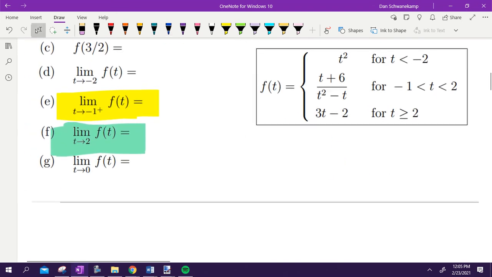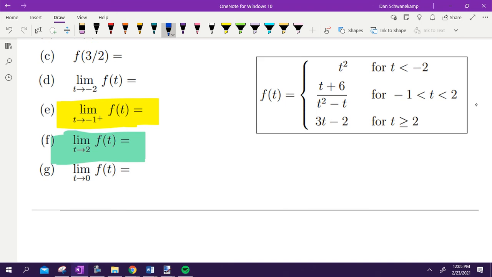Now we're on the second one. We're finding the limit as x approaches -1 with a little plus sign. Which equation am I plugging into if I'm doing -1 with a plus sign? This one. It doesn't even have -1 from the left, just because I made a mistake on the graph. But I'm plugging into this one, so it's just sub in. -1 plus 6 over -1 squared minus -1. On top I get 5. -1 squared is 1, minus a -1 would be +1, so 5/2.